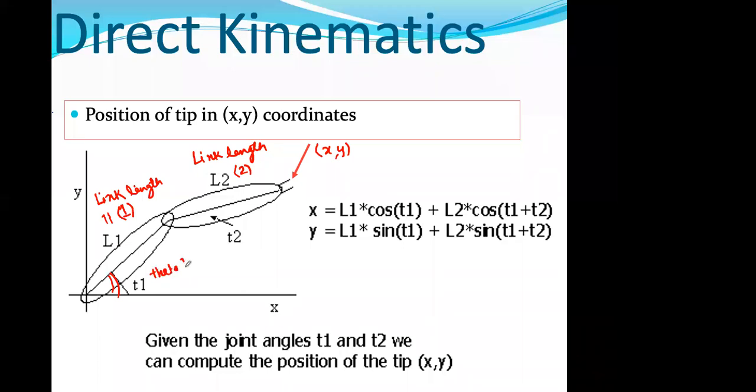Is my voice clear or is there some network problem? Yes?